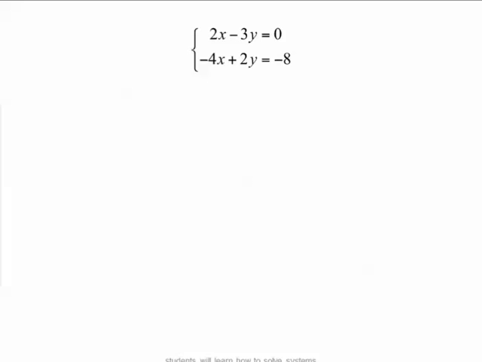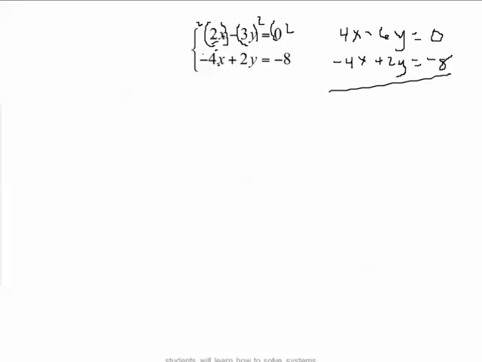Let's see if it makes it a little clearer if I do one more. Here I've got a 2x and a minus 4x. Well, I see that if I multiplied this 2x times 2, then it's going to add to this 4x and it'll go away. So I'm going to multiply everything in here times 2. And what am I going to get? I'm going to get 4x minus 6y equals 0. And I have minus 4x plus 2y equals -8.